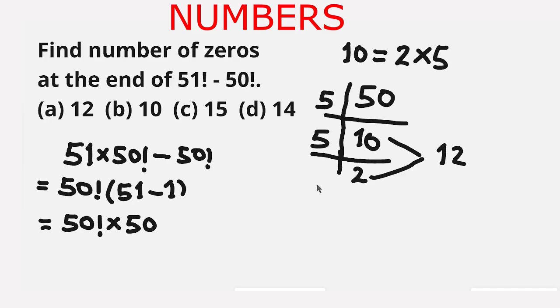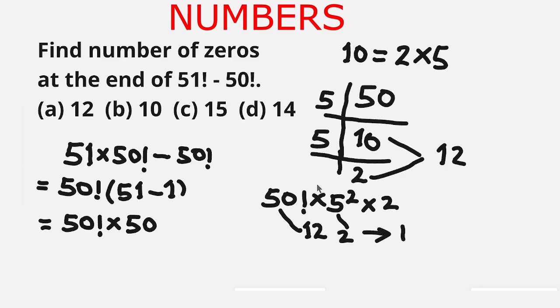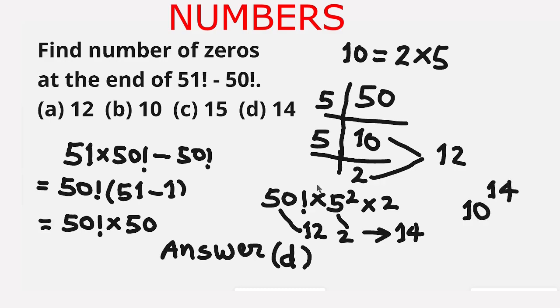Now 50 factorial multiplied by 50 can be written as 50 factorial multiplied by 5 to the power 2 multiplied by 2. So the power of 5 in 50 factorial is 12 and the power of 5 here is 2, and 12 plus 2 gives us 14. So the number of zeros is 14 in the given question, and from the given options our answer is option D, 14.